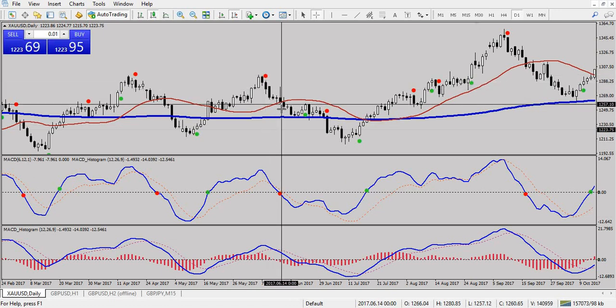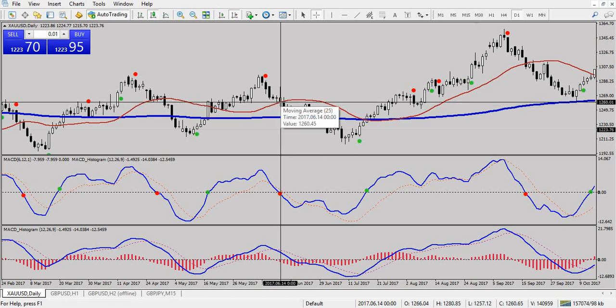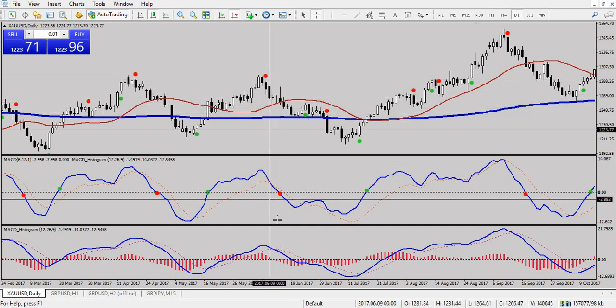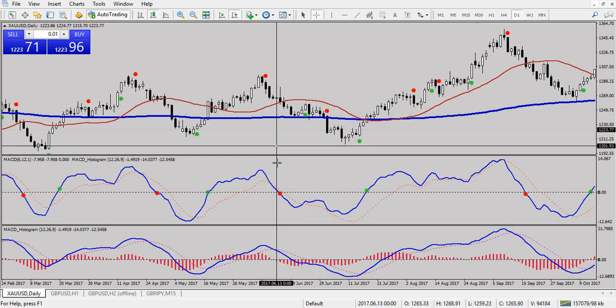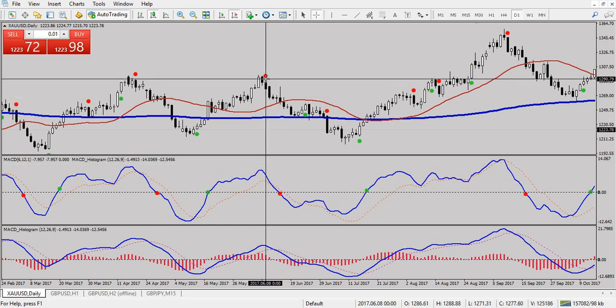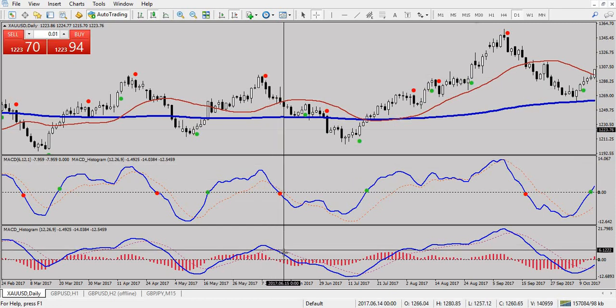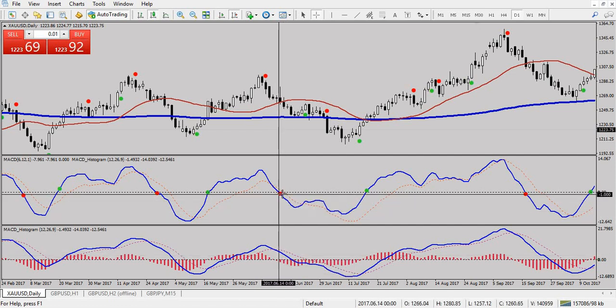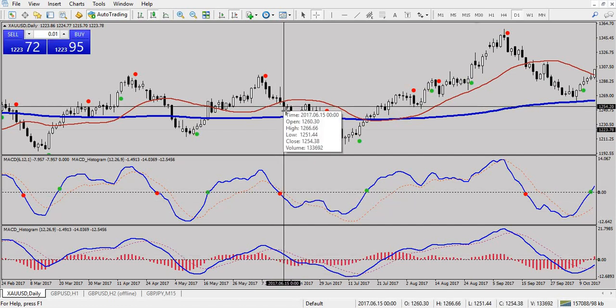And you can see that the price is close to closing below the 25 SMA, but not quite, but we don't need it because we've got 2 of the other criteria, as long as we've got this main cross. So we take the sell on the open of this next candle.